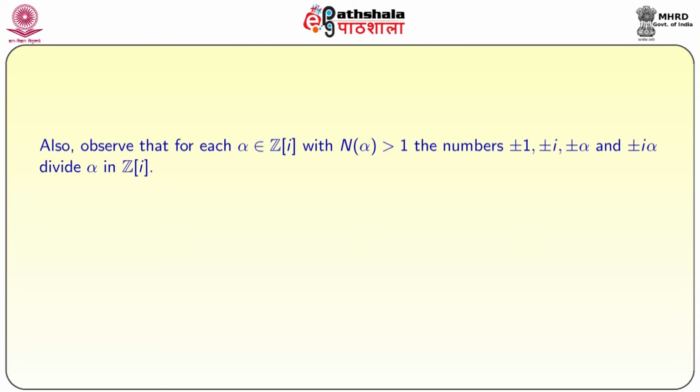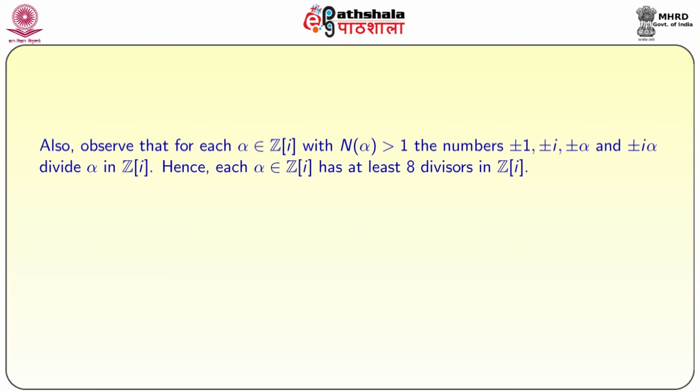Also observe that for each alpha belonging to Z[i] with norm of alpha greater than 1, the numbers plus or minus 1, plus or minus i, plus or minus alpha and plus or minus i alpha divide alpha in Z[i].